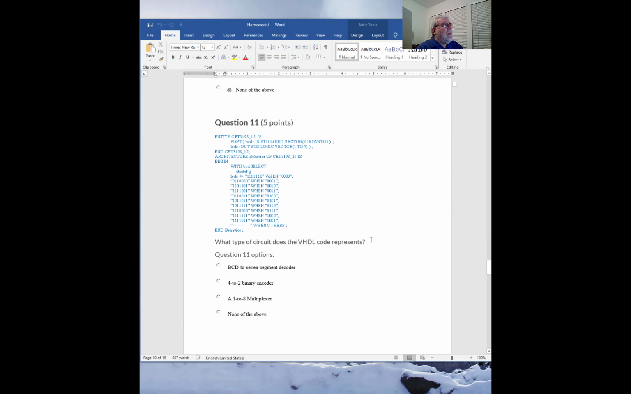Question 11 is a code in VHDL, okay? And that's something that by now we should know exactly what it is. If you remember the hex display that we have in the boards, it basically follows this, okay? So we have a select with inputs B, C, and D, okay?